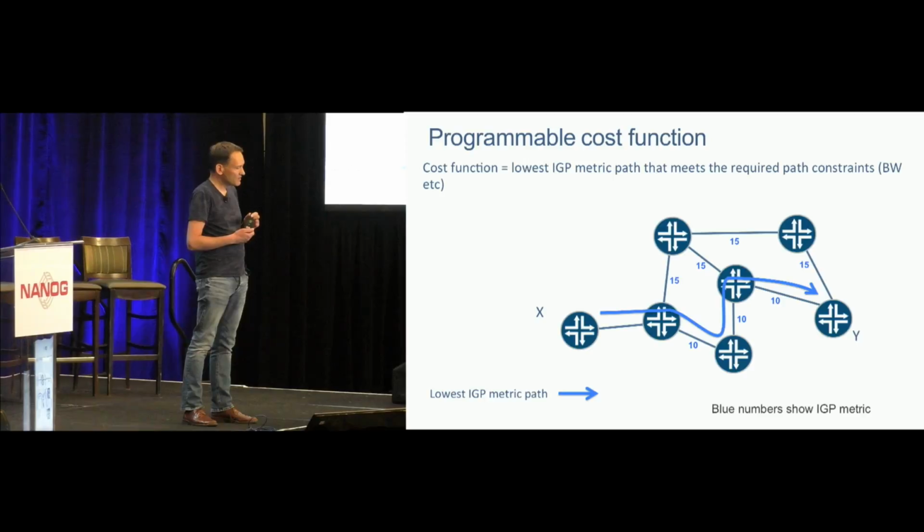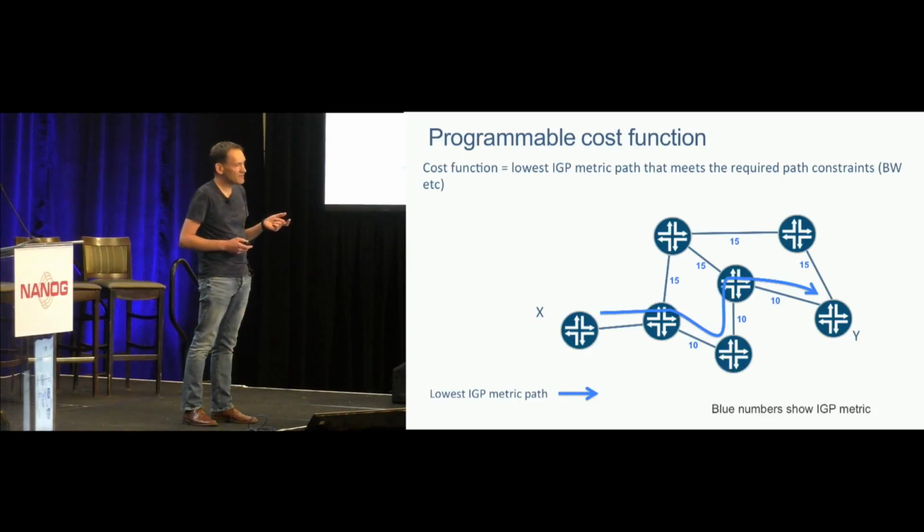Another angle is programmable cost functions. Typically these controllers by default are going to compute the shortest IGP metric path that meets the other requirements of the LSP, such as path diversity or bandwidth requirements. And so in this example, given these IGP metrics, the lowest metric path between X and Y is as shown by that blue arrow.